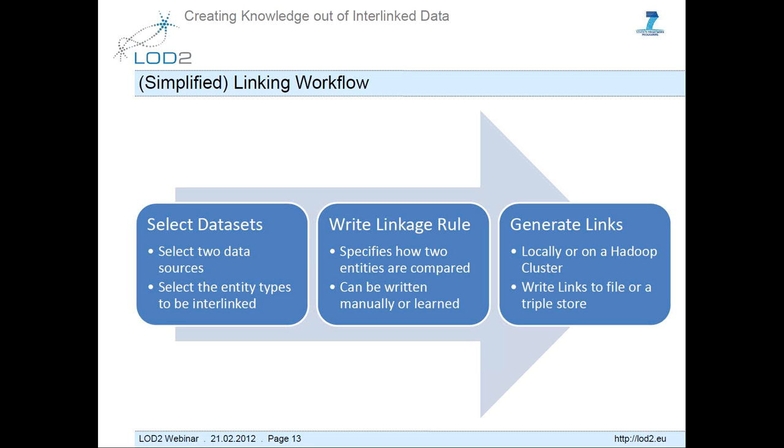The second step is we write a linkage rule. The linkage rule, as I said, specifies the exact conditions which must hold true for a link to be generated between 2 entities. These linkage rules can either be written manually or they can be learned using machine learning. We will later see an example of this. And finally, the third step is to actually generate these links. This can either be done locally or on a Hadoop cluster using Silk MapReduce, and these links can either be written to a file or directly pushed to a triple store.